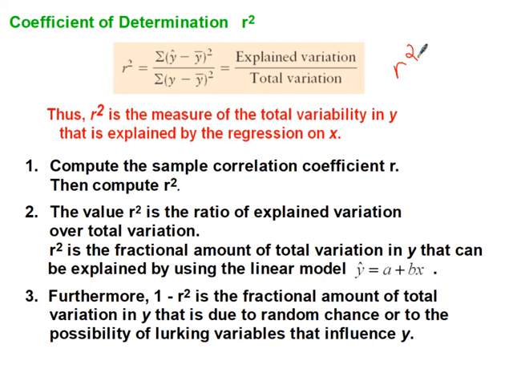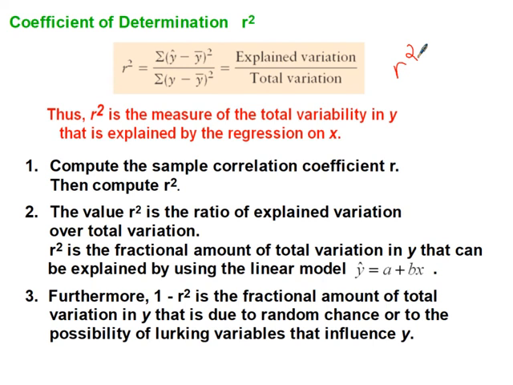So on the last notes, let's say r equals 0.949. Square that number and you've got your r squared. And what r squared does for you is that it computes the sample correlation coefficient r, then computes r squared. There we go, what I just said. The value of r squared is the ratio of explained variation over total variation. R squared is the fractional amount of total variation in y that can be explained by using the linear model, so your equation you came up with.